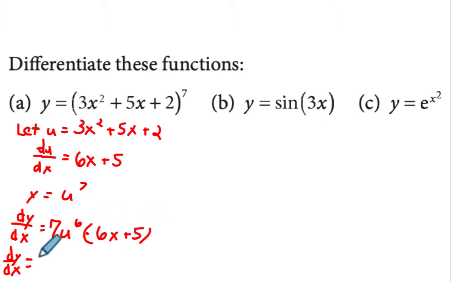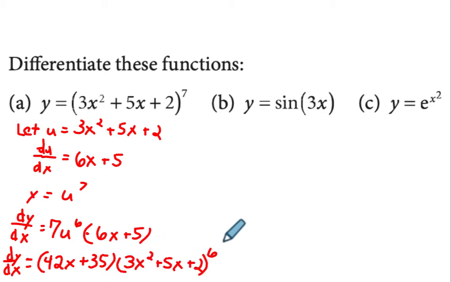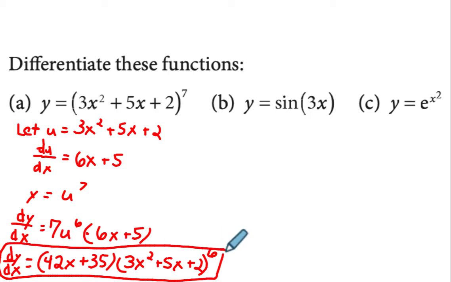Simplify down, and I get (42x plus 35) times (3x squared plus 5x plus 2) raised to the 6th power. And that will be my derivative.